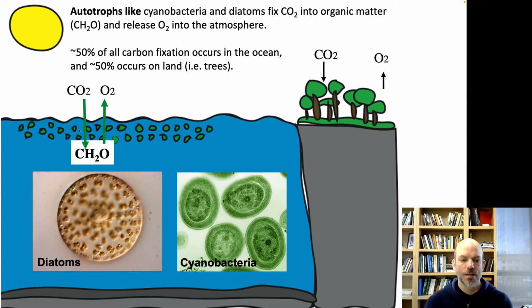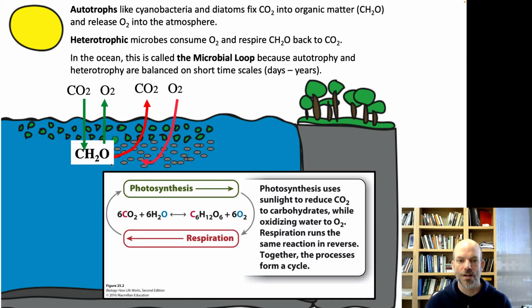All right, so we've got our diatoms and cyanobacteria and other phytoplankton here in the surface ocean. They're doing autotrophy. They're fixing carbon dioxide into organic matter. We already talked about how approximately half of the carbon fixation occurs in the ocean and half occurs on land. We've got our heterotrophic bacteria that are completing the microbial loop, with photosynthesis and respiration occurring and balancing each other in very short timescales, timescales of days even, and at most years.